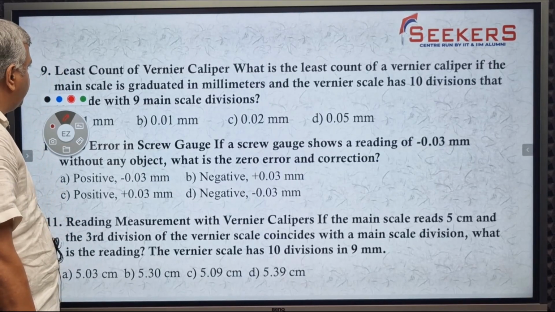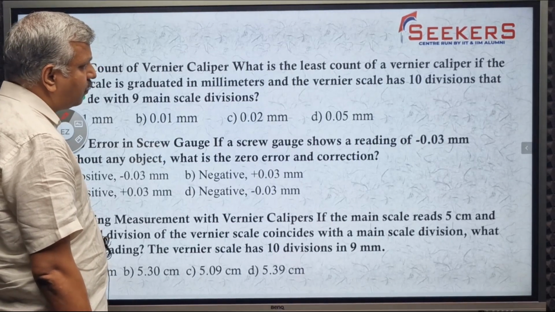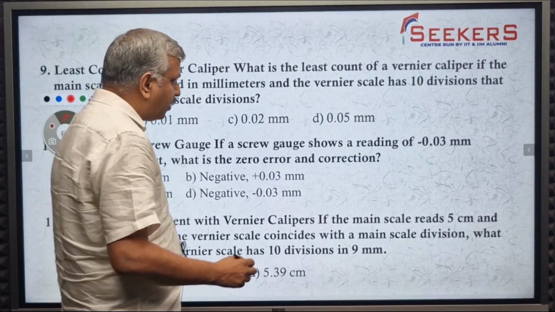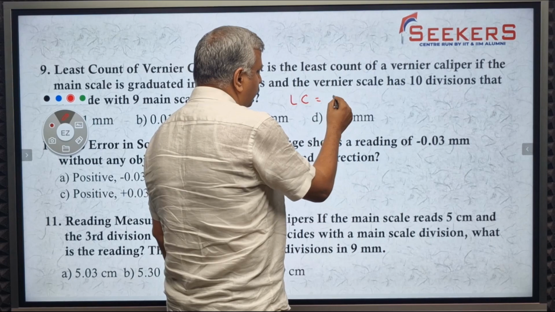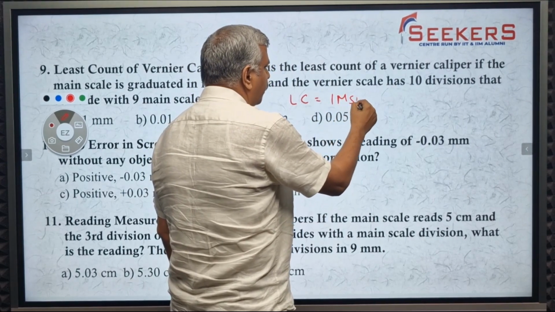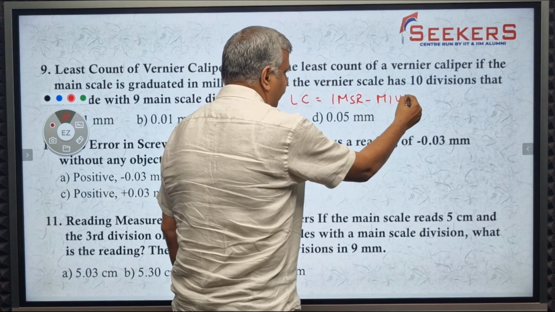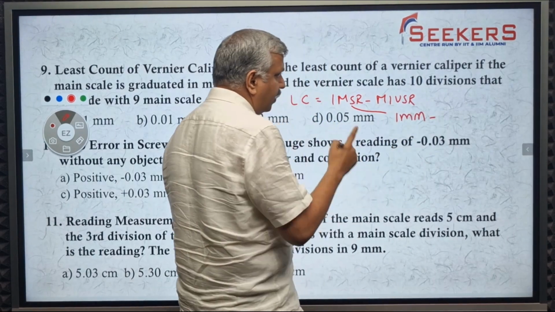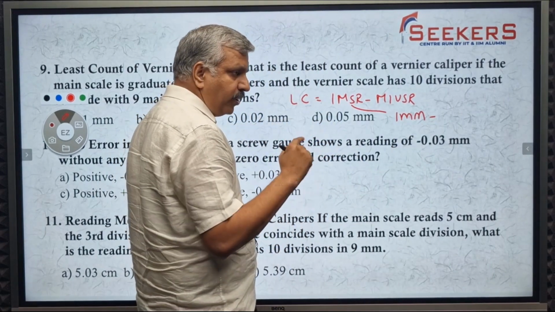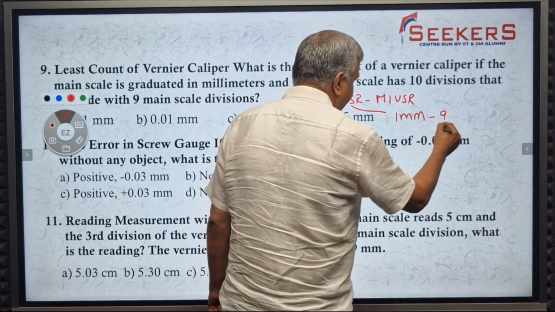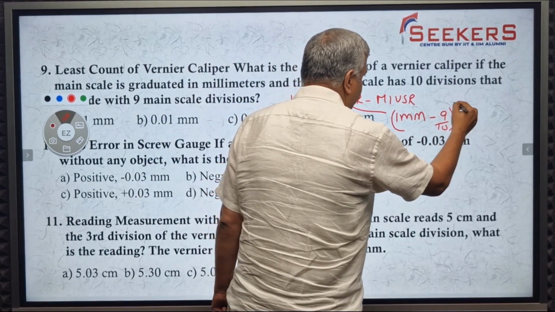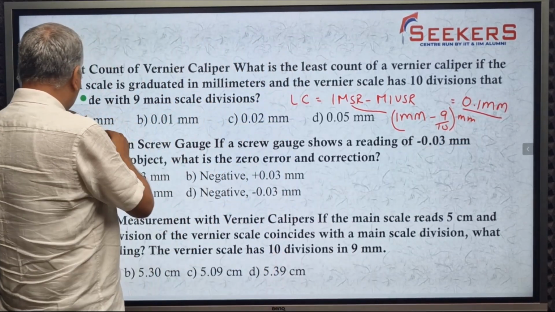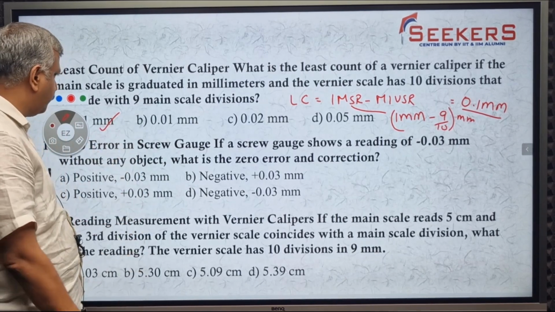Ninth one is a question based on the least count of a vernier caliper. What is the least count of a vernier caliper if the main scale is graduated in millimeters and the vernier scale has 10 divisions coinciding with 9? Remember, the least count of a vernier caliper is equal to the measurement of one main scale reading minus the measurement of one vernier scale reading. Here it is graduated in millimeters, so one main scale reading is 1 mm minus, now 10 divisions of vernier scale coincide with 9, so each one will be how much? 9 by 10, so minus 9 by 10 mm. So this will become 1 by 10 mm, so 0.1 mm. So the least count is 0.1 mm. So I guess the A option would be the right one.